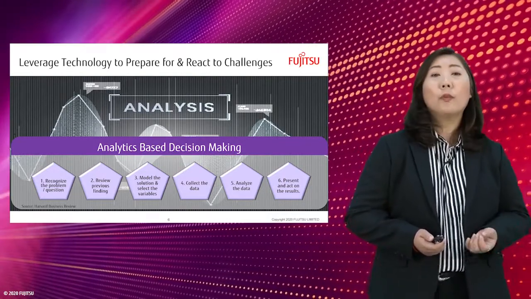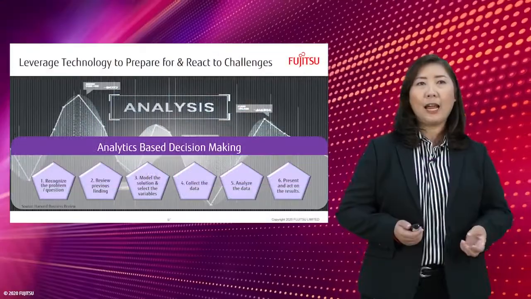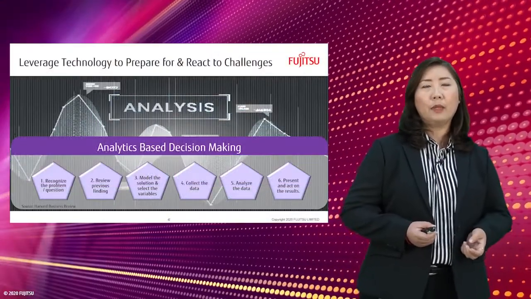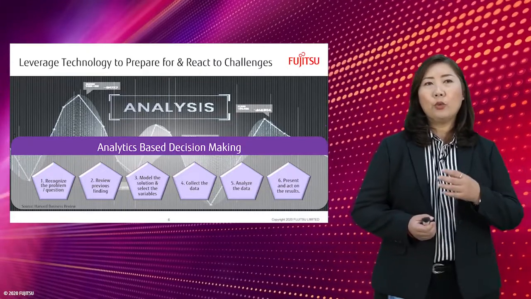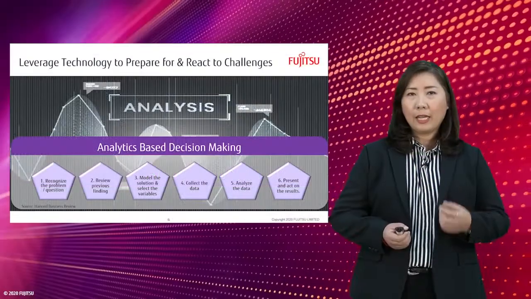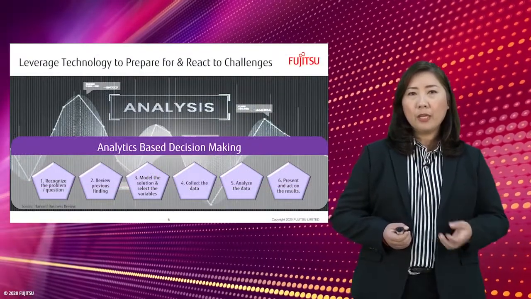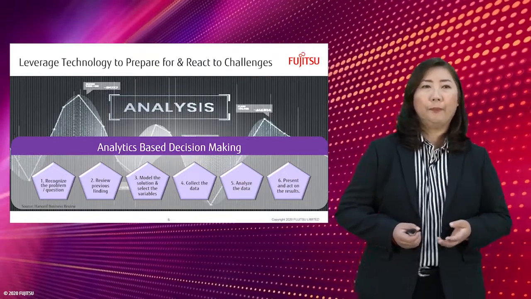And number 4, collect the data. Our team has to gather primary and secondary data on the hypothesis variable. And number 5, our data scientists will analyze the data, run a statistical model, assess if it is appropriate for the data, and repeat the process until a good fit is found.